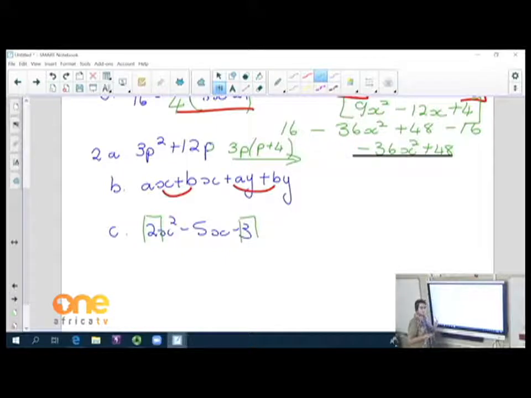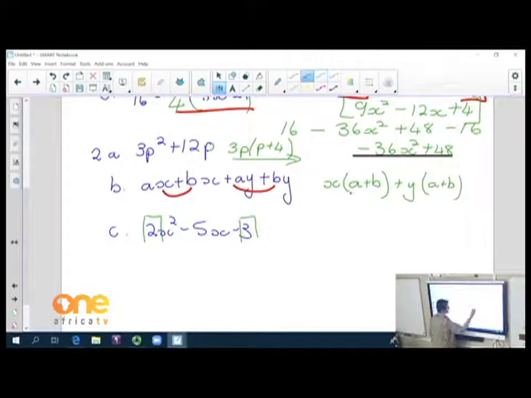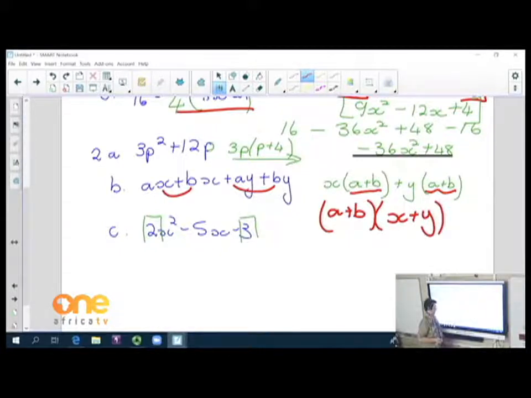Number 4 has 4 terms, so this is grouping. And I've grouped them together like that. So the common factor there is x, then there remains a plus b. The common factor here is y, and if you take it out, I have a plus b. Grouping is a double HCF. So I take out that a plus b, and what remains? x plus y. So that's your 2 factors.